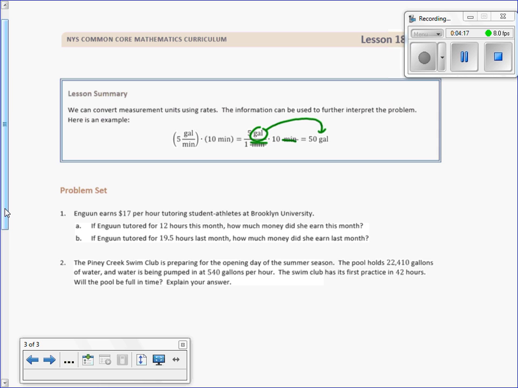You have to use your unit of measurement. 50 does not answer the question. The reader has to know what we're talking about. 50 what? 50 newspapers? 50 words? 50 hamburgers? No, 50 gallons. Okay, now go do your problems.